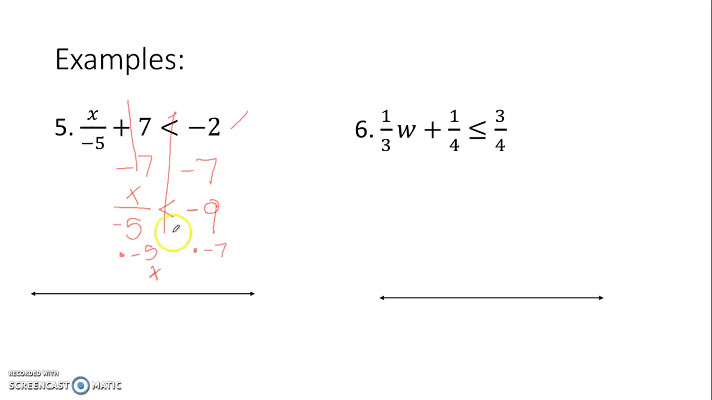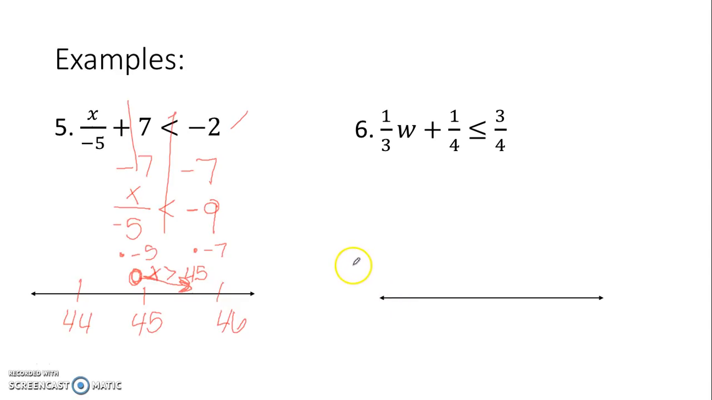So that leaves us with x. Now because we multiplied by a negative, we had to flip the sign. Negative 9 times negative 5 is positive 45. So we graph it. We have 44, 45, 46. Since it's just a greater than sign, it's an open dot, and greater than goes to the right. Alright.